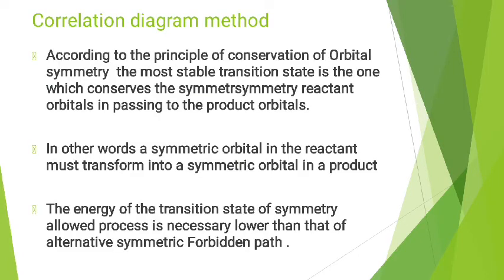The correlation diagram method is constructed based on the below points. The first major point is, according to the principle of conservation of orbital symmetry, the most stable transition state is the one which conserves the symmetry of the reactant orbitals in passing to the product orbitals.